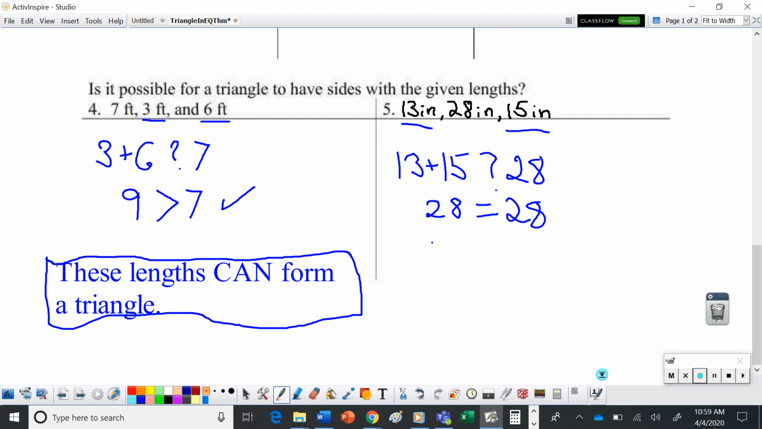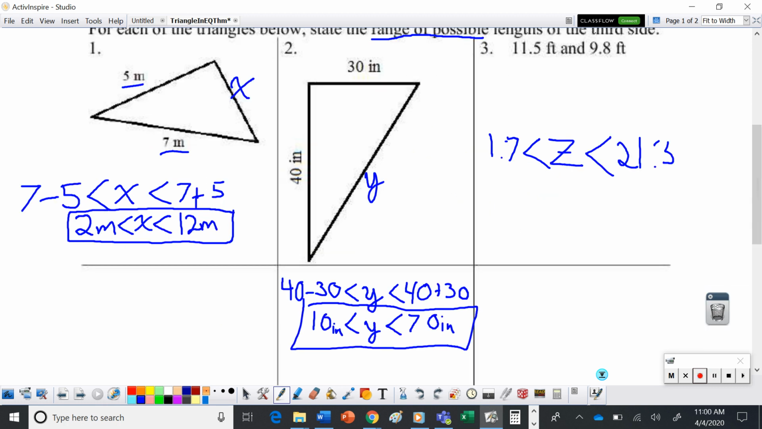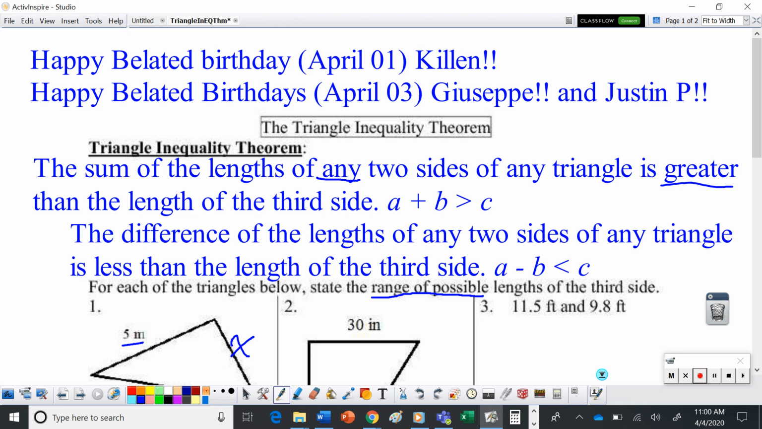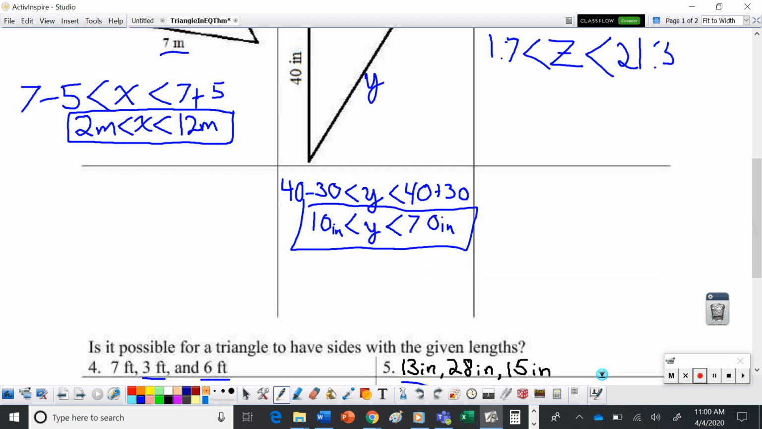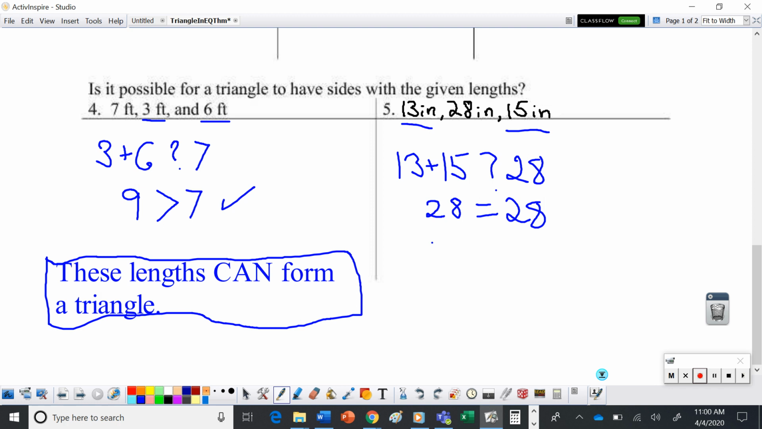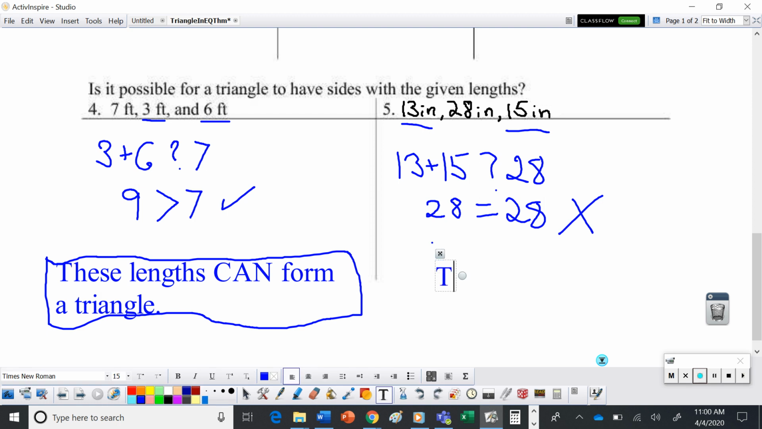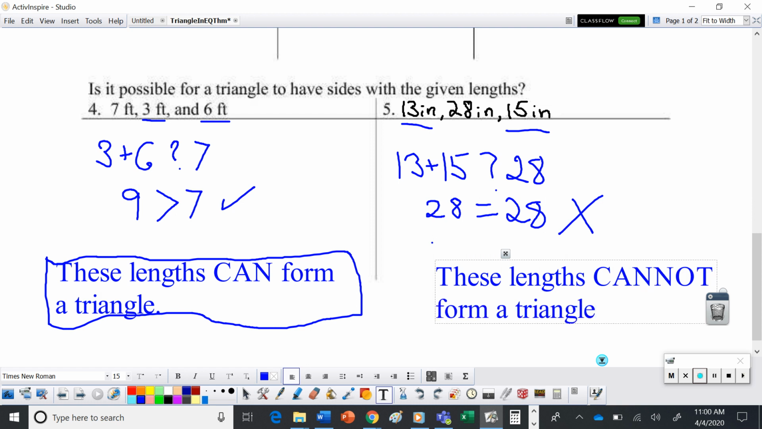Okay, we have to be really careful. Now, the good news is the words that they use in math are extremely specific. And the words that they use for this triangle inequality theorem is that the sum of the lengths of any two sides of a triangle is greater than the length of that third side. Well, 28 equals 28. It's not greater than. So this one can't work. So we'll say very clearly, these sides or these lengths cannot form a triangle. And there we go. There's our answer.